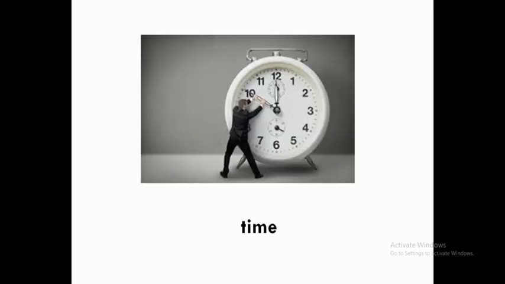Next word, time. Time is the way in which we can measure the events of our life. It is divided into years, months, weeks, days, minutes, and so on.